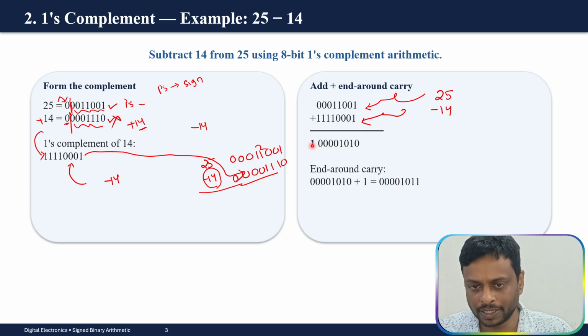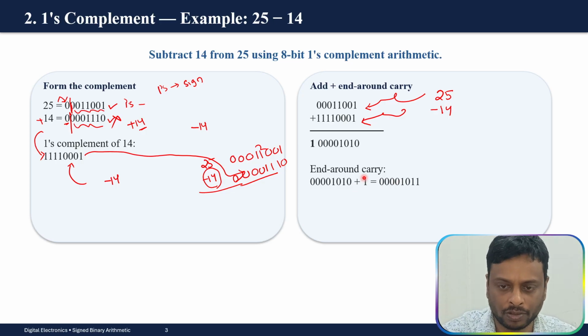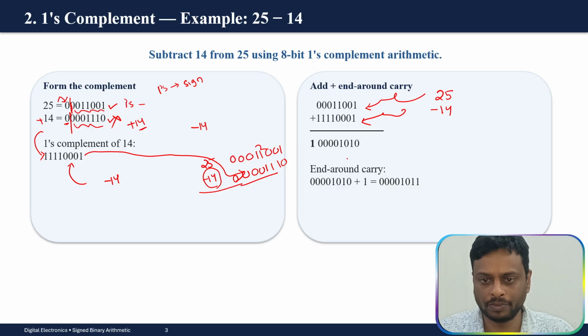This is called the end around carry. If there is an end around carry, you should add it. So this carry will be added, that will be +1. So we have this result.